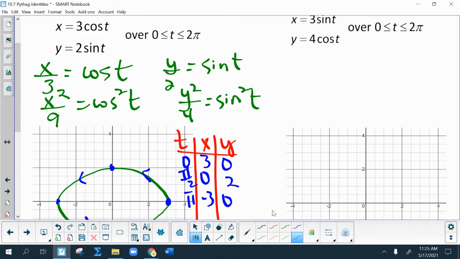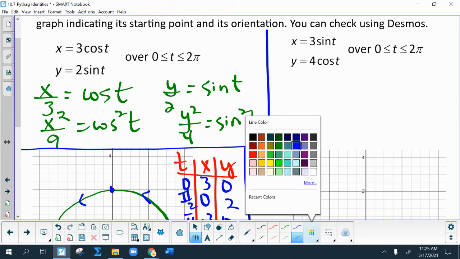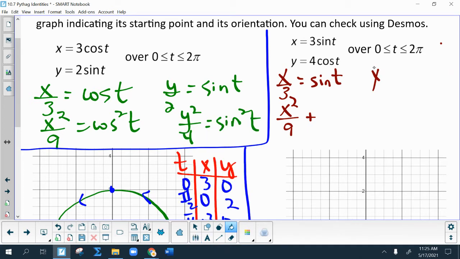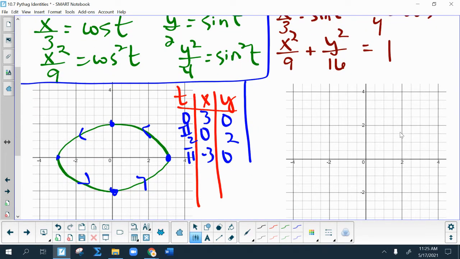All right, let's do this one over here. I want you to notice this time that the sine is with the x as opposed to with the y. This is actually going to change the way this graphs. So I divide by 3, I get x over 3 is sine of t. Square it, x squared over 9. And then, oh, I need to do this extra part, right? So y over 4 equals cosine. So when I square it, I get y squared over 16. And then that whole equation will equal 1. This is another ellipse.